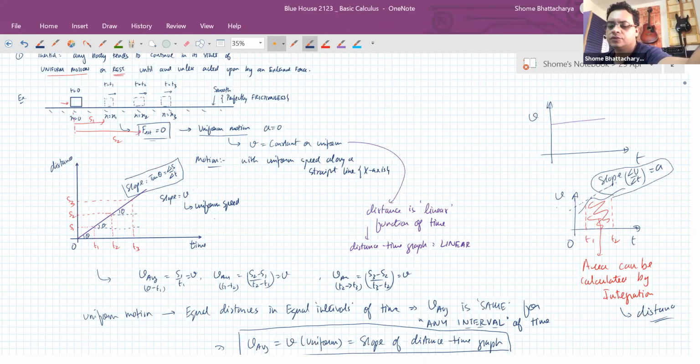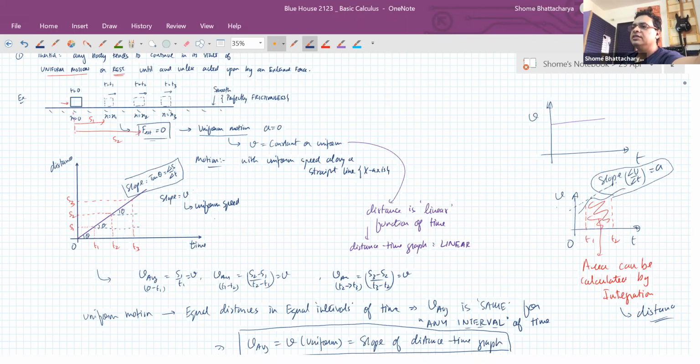Or let's say we have an even more complex motion where some kind of variable force is acting on the body. If there's variable force, that means its acceleration is variable. Then we can't apply ut plus half at square. So it is an even more complicated function.